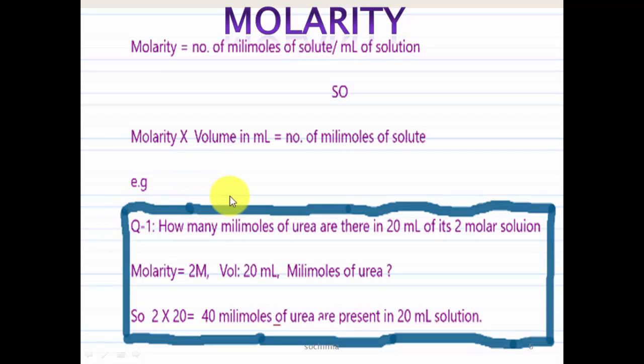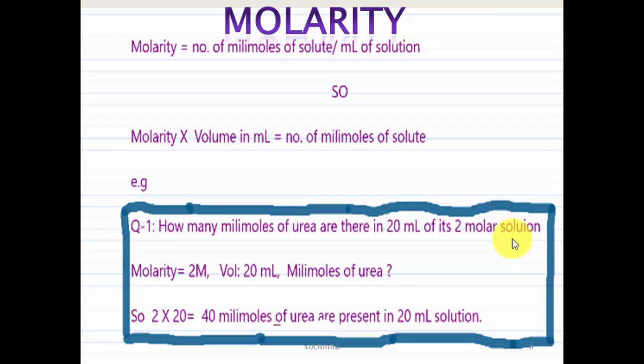There's a solved example here. How many millimoles of urea are there in 20 ml of its 2 molar solution? In all these molarity and concentration problems, before we start solving the numerical, you must identify the data which is provided in the question.